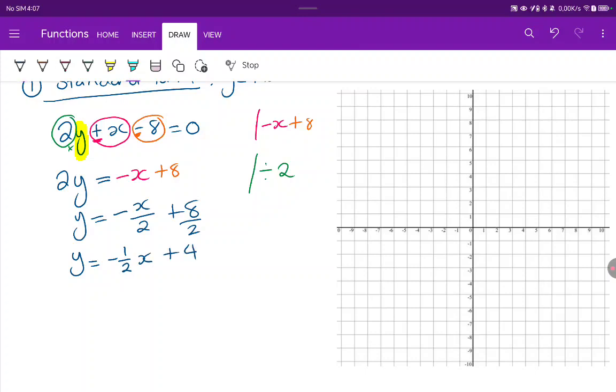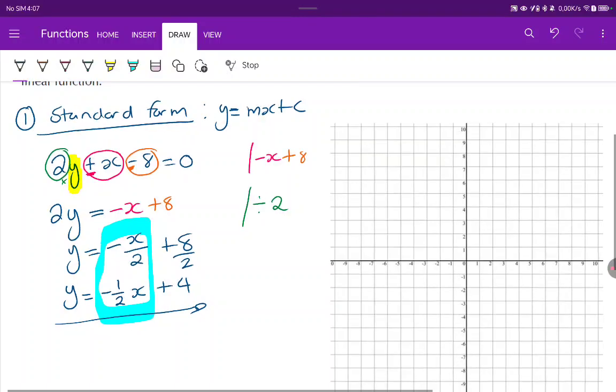Now, I need to point out that these two statements here mean the same thing. Negative x divided by 2 is the same thing as negative a half multiplied by x. Since x is a numerator, I can take it from the numerator and put it next to the fraction as a whole number, as multiplication. So this is the first thing we've done. We've got our equation in standard form.